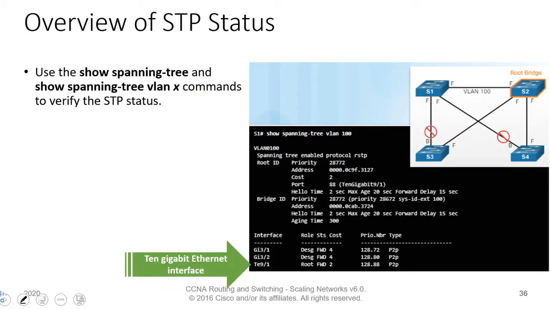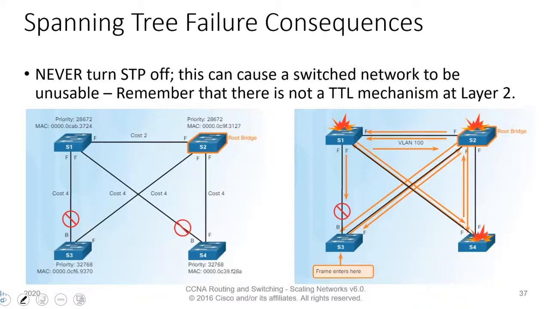We can use two things. One is the show spanning-tree command to see the information, and we can also use the spanning tree command with a particular VLAN. So we can specify the VLAN and verify whether the interfaces are communicating correctly and the port designations are associated correctly as well.